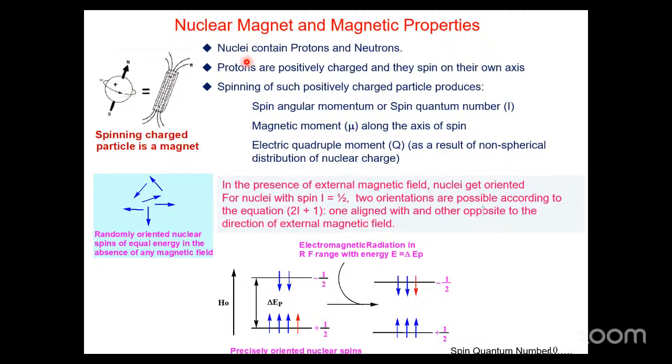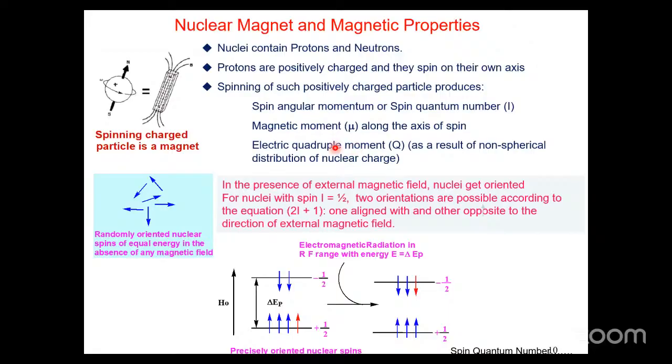Now, everybody knows that the nucleus contains protons and neutrons. Protons are positively charged while the neutrons are neutral. So as they are positively charged, they always spin about some axis. Now, the spinning of this charged particle, which is a proton, produces spin angular momentum or spin quantum number, magnetic moment, and electric quadrupole moment. These three properties are shown by this spinning proton, and these properties we are going to utilize in NMR.